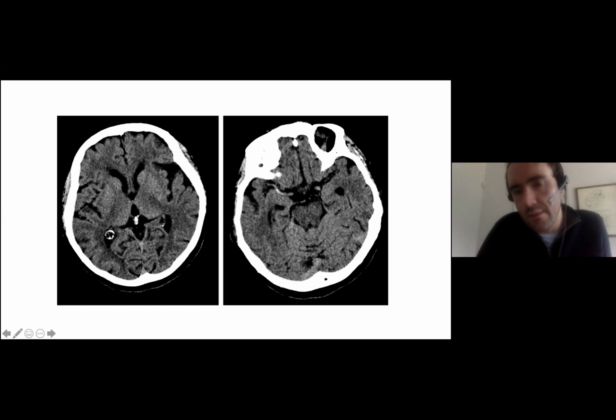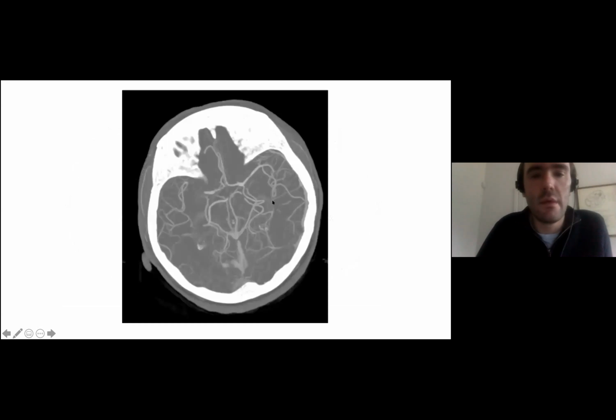This is an unenhanced scan, no contrast given. The clotted blood is denser than the flowing blood around it, and therefore it shows up. The best thing to look at, if you ever need to, is the thin slices for this. This was the CTA, which shows the blockage in the MCA.